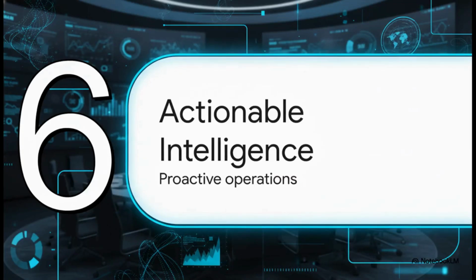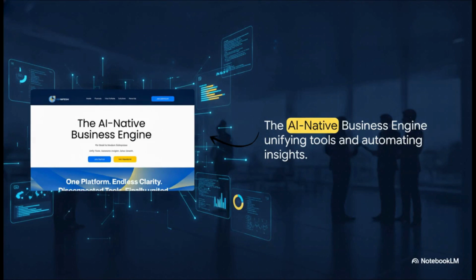Finally, Section 6, Actionable Business Intelligence, moving toward proactive operations. This AI-native business engine is built on a solid foundation of trust and precision. As you can see, that deep navy and electric blue identity paired up with those bright yellow accents visually communicates the professional, enterprise-grade architecture that this platform provides. It's designed specifically for the people actually running the business, sleek, reliable, and powerful.